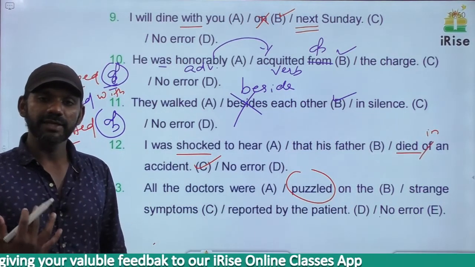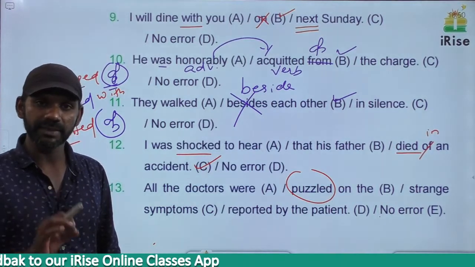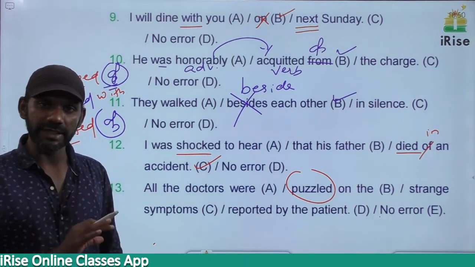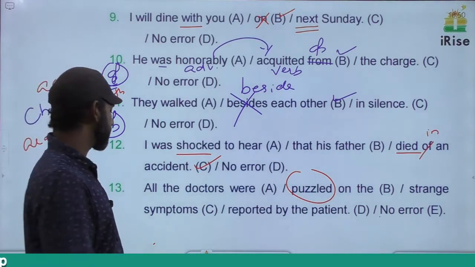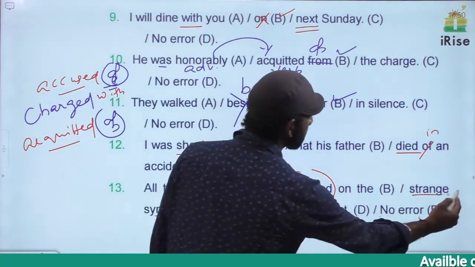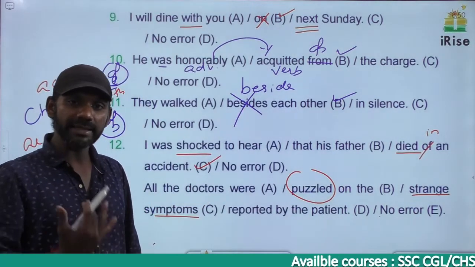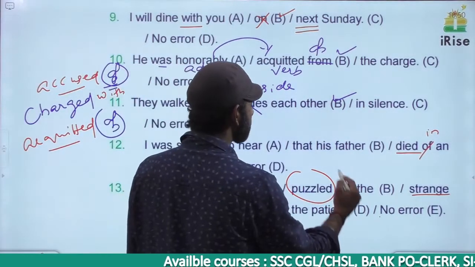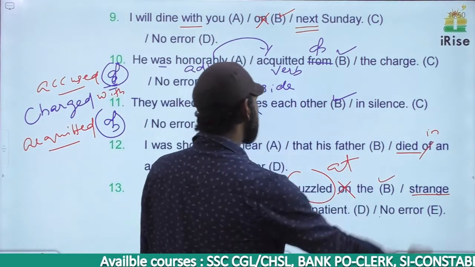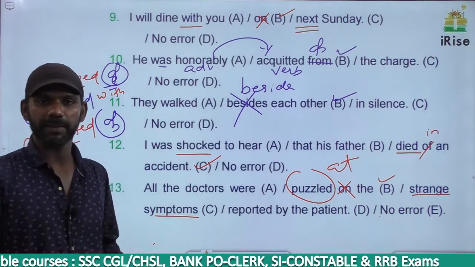As I said, we share emotions or feelings with a person at something. Puzzled is a kind of feeling. All the doctors were puzzled on the strange symptoms. Strange symptoms means something. We share emotions or feelings at something. So puzzled on the strange symptoms is wrong. It must be puzzled at the strange symptoms reported by the patient. The error is in part B.